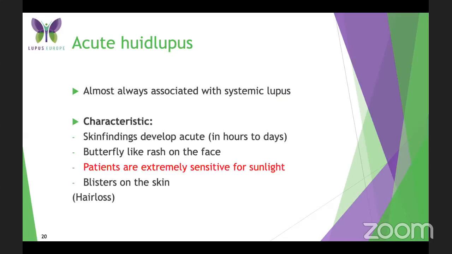How is acute skin lupus recognized? Well, a lot of our patients develop their skin findings acutely, which means that they develop the skin findings in hours to days. People have a butterfly-like redness on their face, but people are also extremely sensitive to sunlight. So for patients with acute skin lupus, do not expose your skin unprotected in the sun, as the disease will flare up. People with acute skin lupus might also develop blisters on the skin and develop hair loss, for example. Next slide, please.